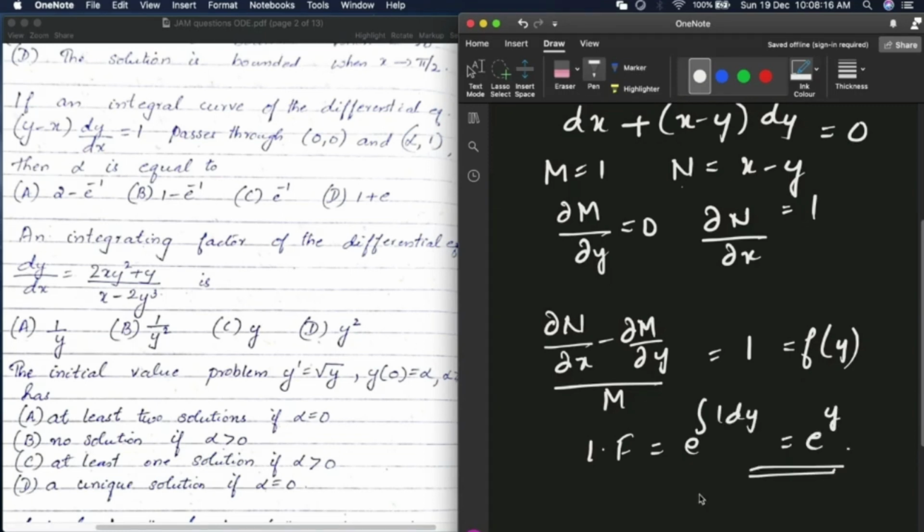That means I have to multiply. The integrating factor is that term with which, when you multiply the differential equation, it becomes exact. So I multiply this equation. So it's e raised to y dx plus, now it is clear, no?